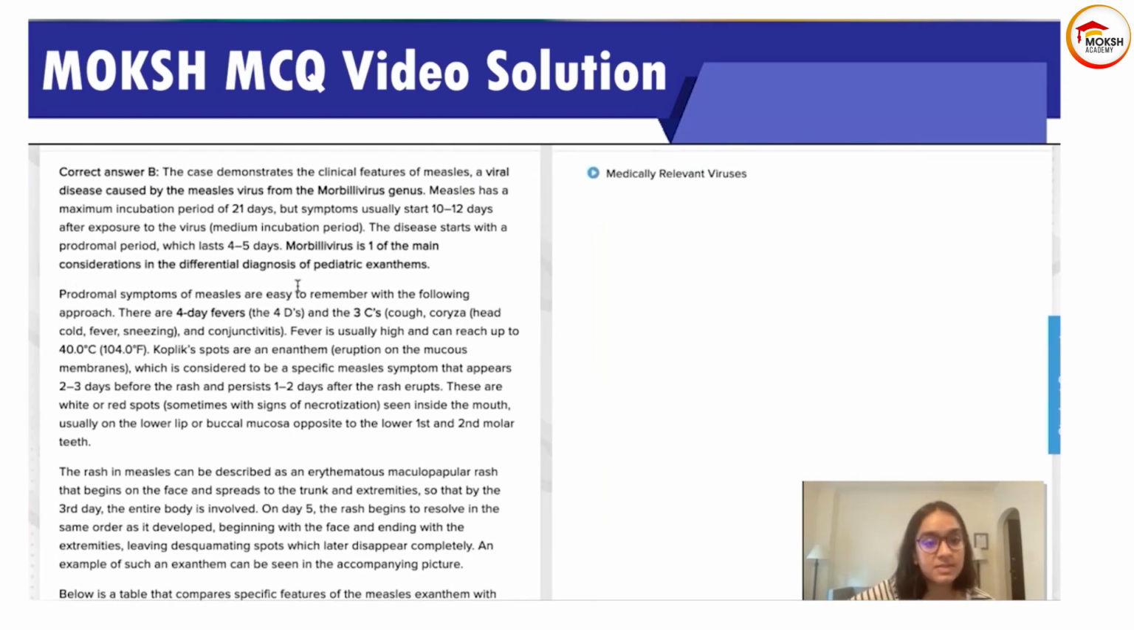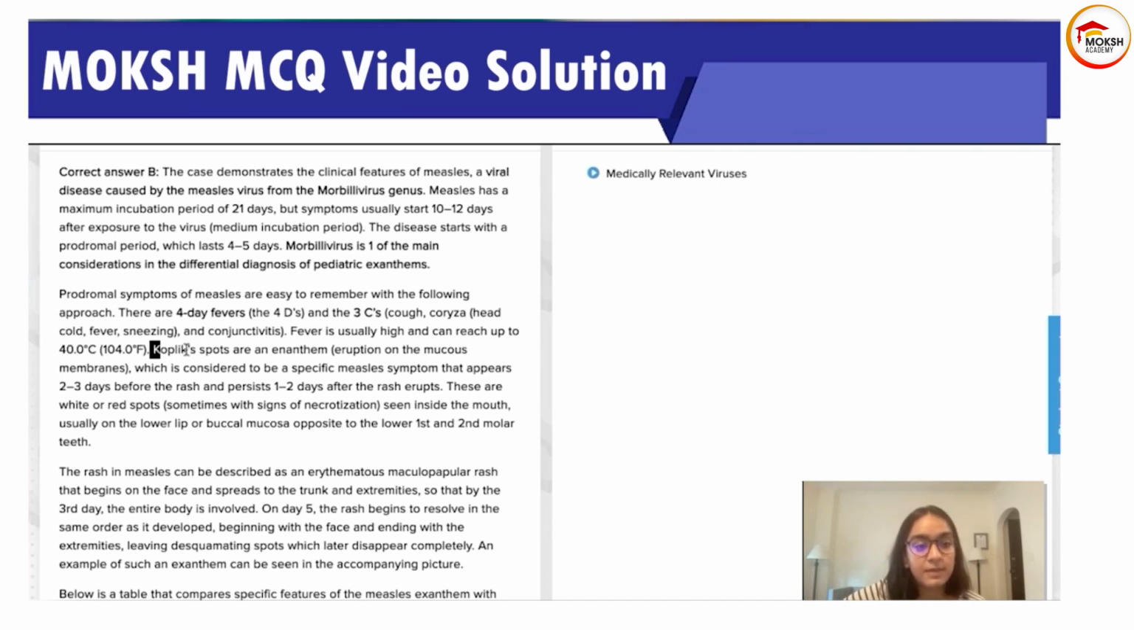So the prodromal symptoms are easy to remember if you remember the 4 Ds and the 3 Cs. The 4 Ds stands for 4 days of fever. The 3 Cs, I'm sure as you all know by now, are cough, coryza, which is a head cold with sneezing, and conjunctivitis. So cough, coryza, and conjunctivitis and 4 days of fever would be the prodromal symptoms. Fever is usually high. It can be as high as 104.